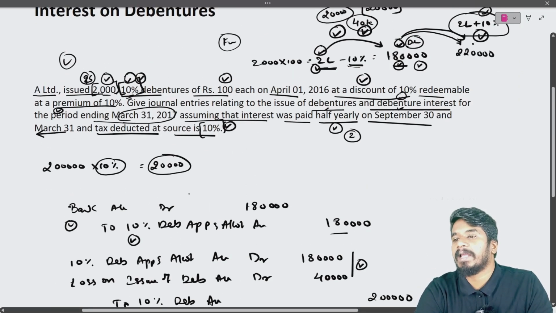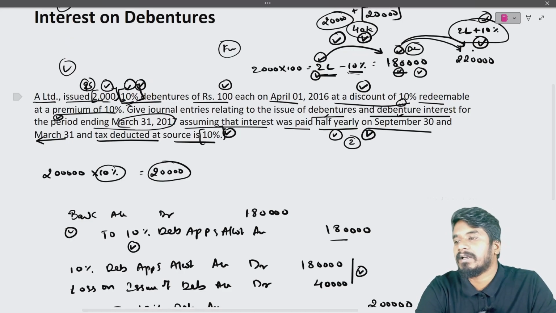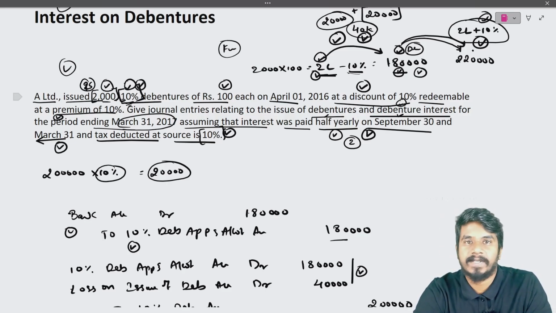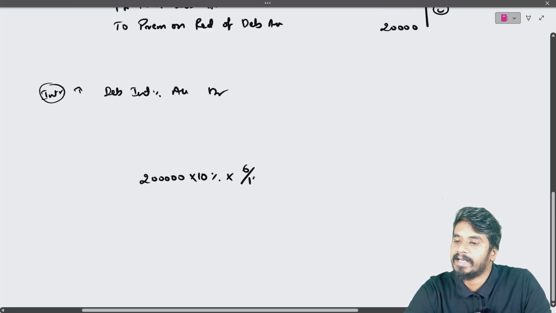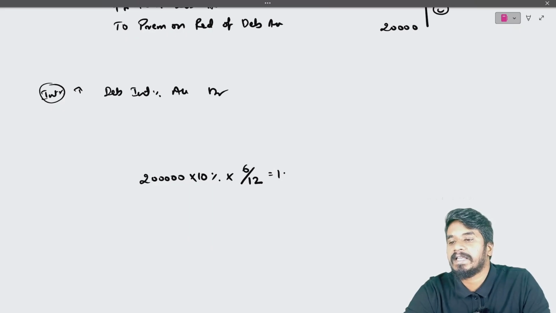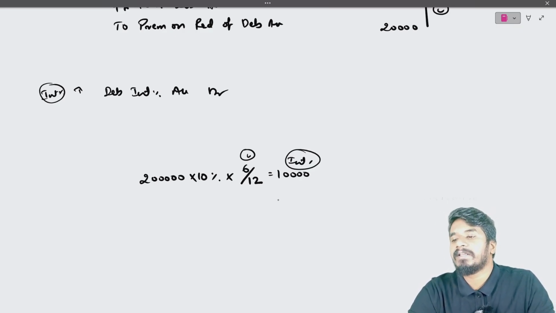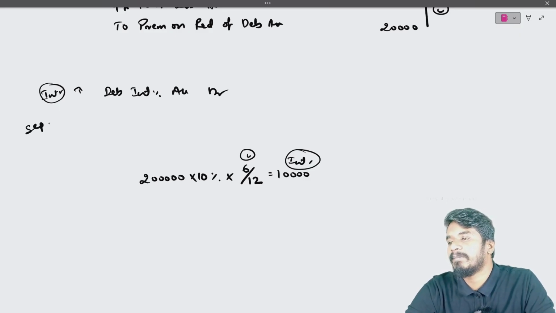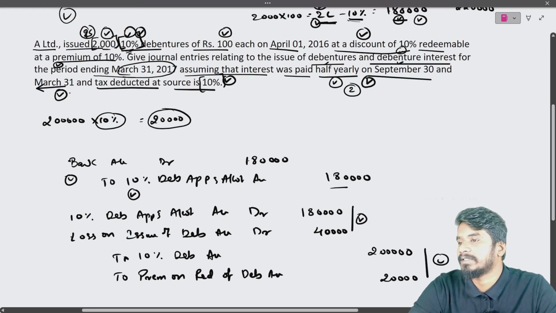But we need to pay that 20,000 on September 30th and also on 31st March, which means once every 6 months. So half yearly, which means 6 divided by 12. Is that right? Obviously, yes. The interest will be 10,000. So did you understand this calculation? We need to pay half yearly. The remaining 10,000 we will pay in March. Correct. So this entry is for September 30th. The remaining entry will be on 31st March.